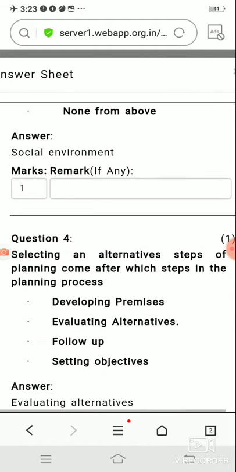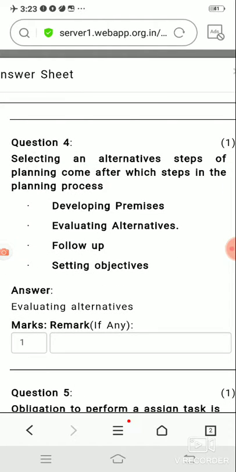Now the next question is: the step of selecting an alternative in planning comes after which step in the planning process? It means we are asking about the planning process. In the planning process, the step of selecting an alternative comes after which step? So before we select an alternative, what is the step we follow?